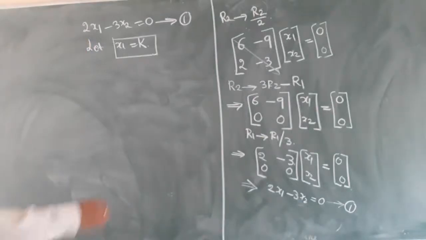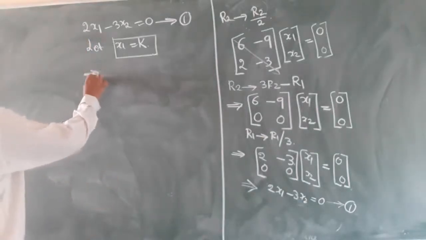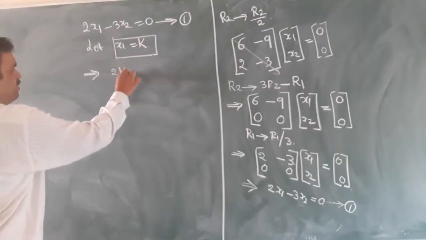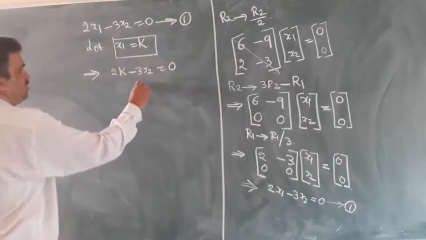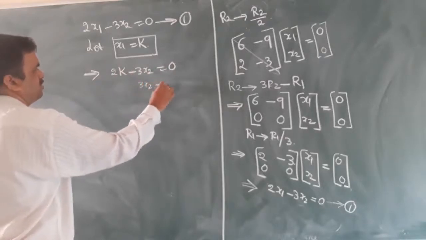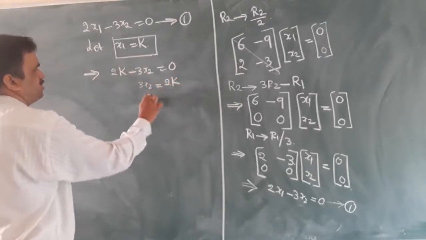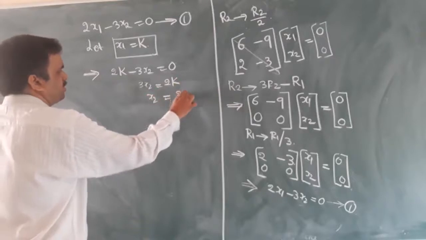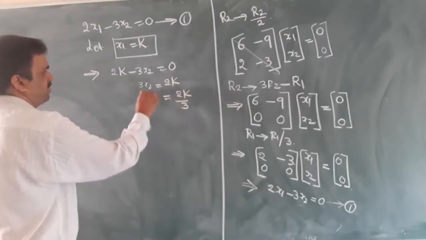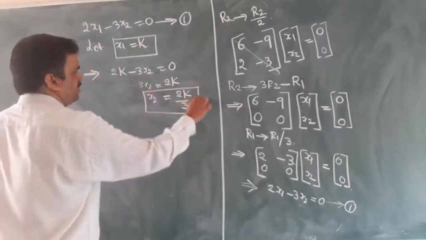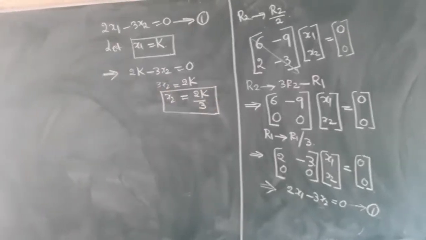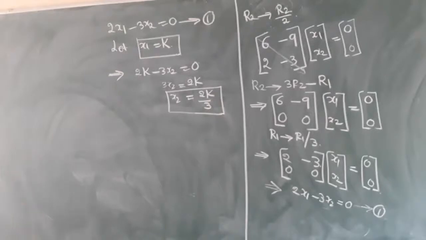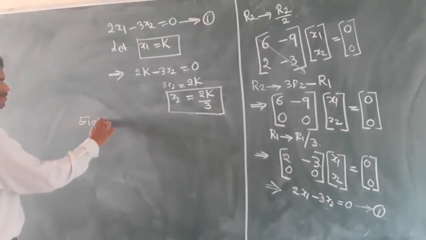Substituting here, 2k minus 3x2 is equal to 0. 3x2 is equal to 2k. x2 equal to 2k by 3. We have to find the eigenvector, nothing but x bar.